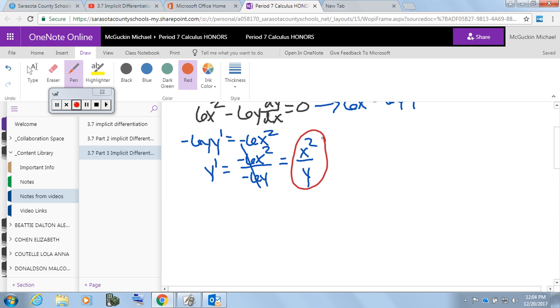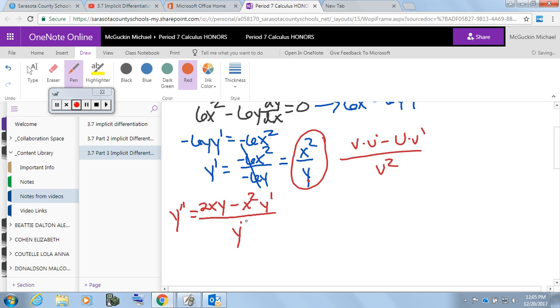If I wanted to now find y double prime, well, y double prime is going to be the derivative of our quotient. So don't forget our quotient rule. The quotient rule is v times u prime minus u times v prime over v squared. In this case, we have the derivative of u, which is 2x, times y, minus x squared times the derivative of y. The derivative of y, remember, is just y prime, or dy dx. I'm going to keep it as y prime, because you'll see why in just a sec. And then v squared is y squared.